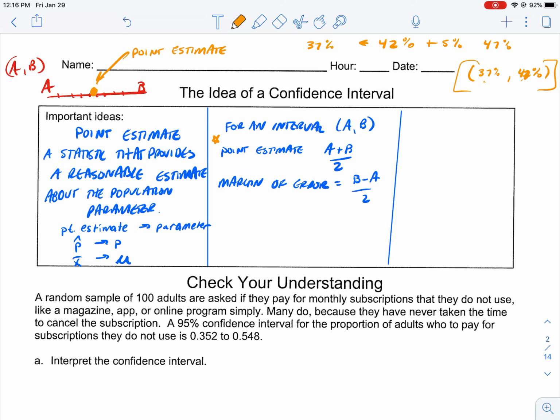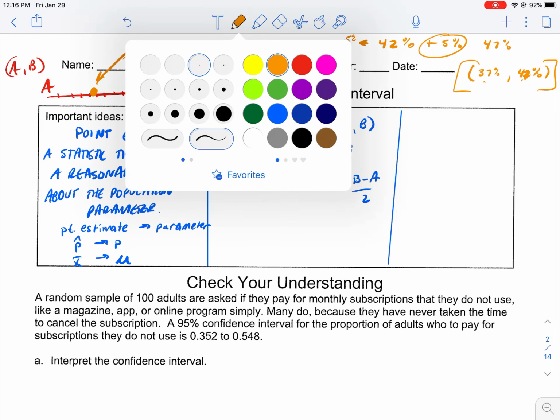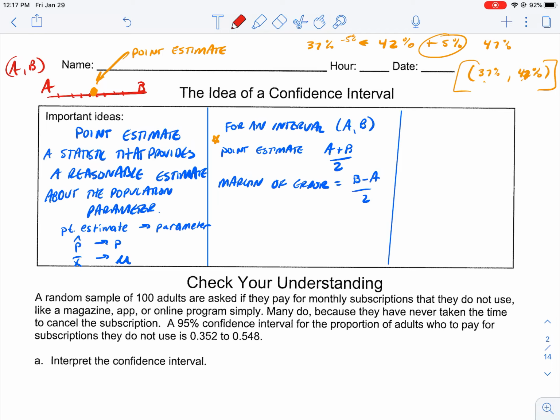To find that margin of error, I take 47 minus 37, which would give me 10, and I would divide by 2 to get 5. So my margin of error in this case is 5%. Okay? And so that's how margin of error works. You have a point estimate, you put a buffer on either side, which is our margin of error, and that provides us with our point estimate and margin of error and interval relationship.